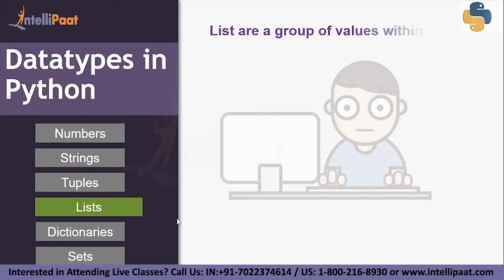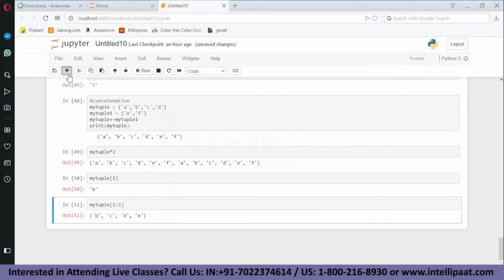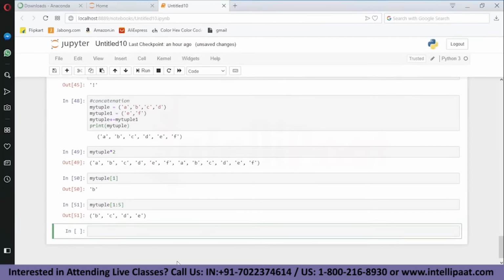So next we have is the list. A list is a sequence of mutable Python data type which is defined within square brackets, and since they are mutable, they can be easily changed. Let's move ahead and perform some operations on it to understand it in detail. So what is an example? Okay, so we define a list as A, 10, 7.12 and data. It consists of mixed data type values. It even has an integer, a float and a string. Fine. Let's get back to our notebook and define a list. So this is my list.